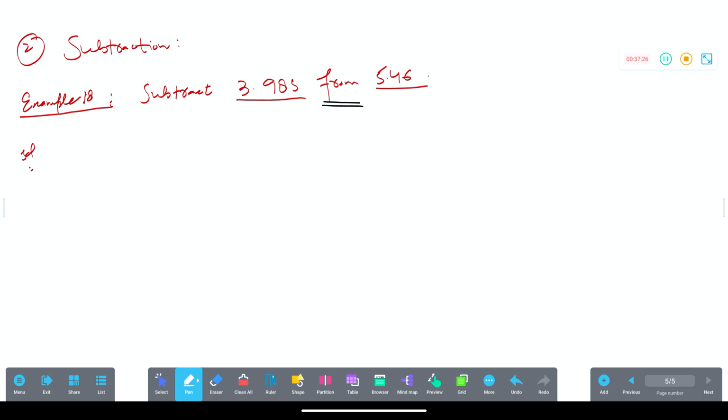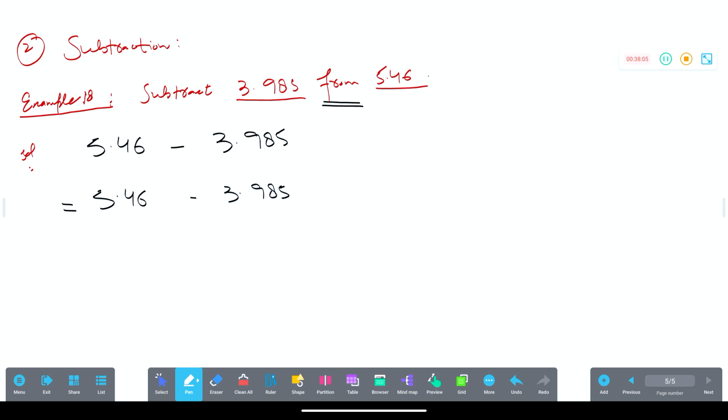Now we have to write first 5.46. And subtract means minus what? 3.985. Now again they are unlike decimal numbers, so I can't subtract them directly. You can, but you have to be very cautious regarding their place value. Now what will I do? I have to first make them like. How? Writing 5.46 minus 3.985.